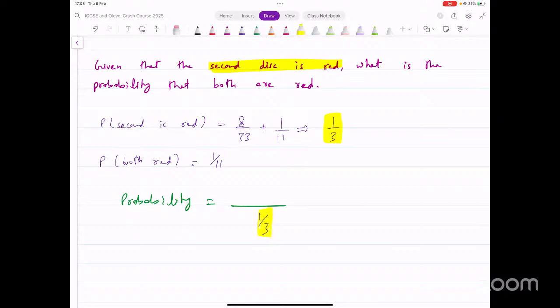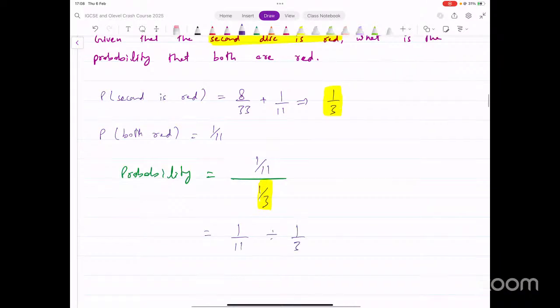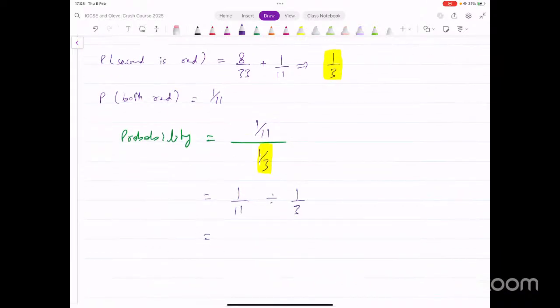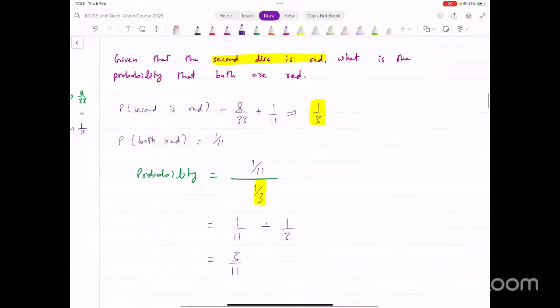And what about the numerator? In the numerator, you have the case when both conditions are satisfied. Second red and both red. Now, when both are red, of course, the second is also going to be red. So that's 1/11. That's what your numerator is going to be. 1/11. You can simplify this. This is 1/11 divided by 1/3. That becomes multiplied by 3. So that gives you 3/11. That's the probability that they were asking about.